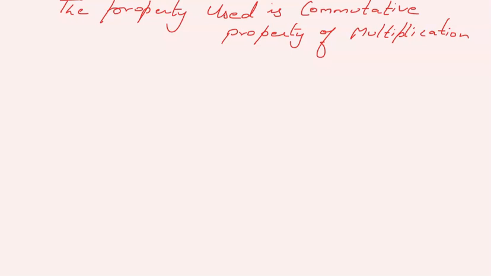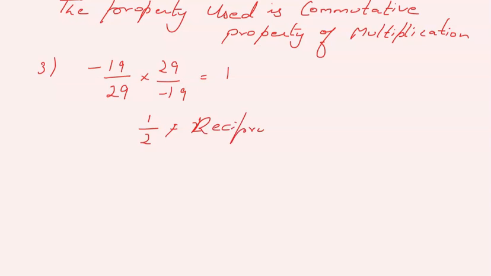Proceeding towards the third question. The third question says minus 19 by 29 into 29 upon minus 19 is equal to 1. So you must be knowing about reciprocal also. Reciprocal of half is what? It is 2, and reciprocal of 2 is half.